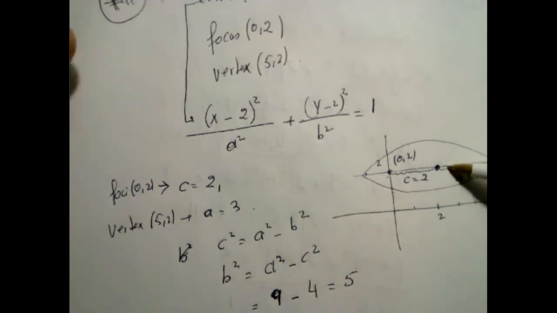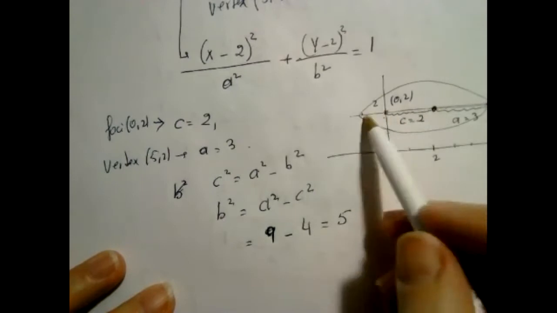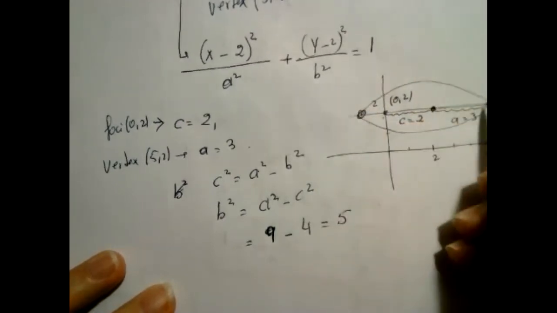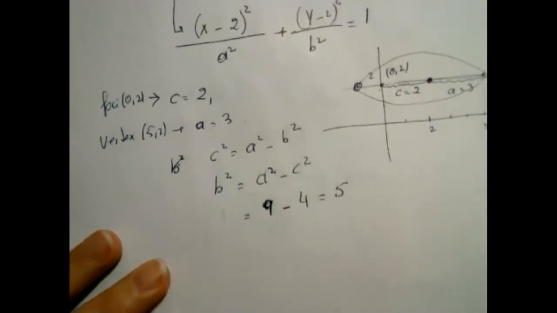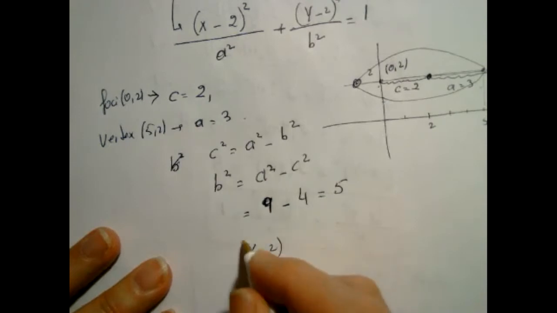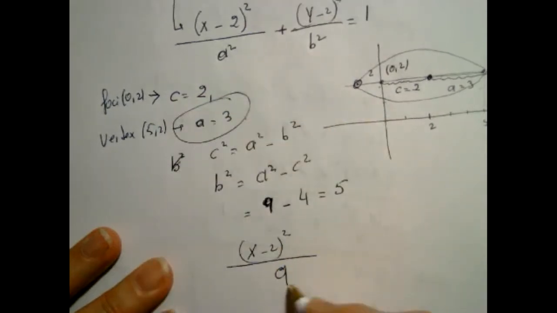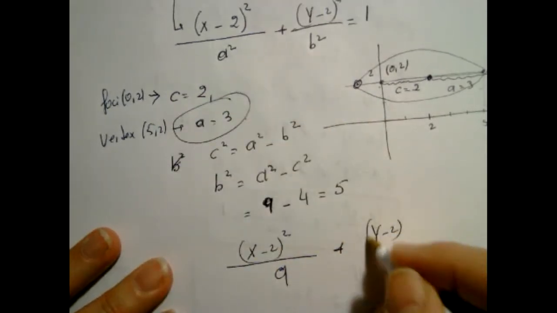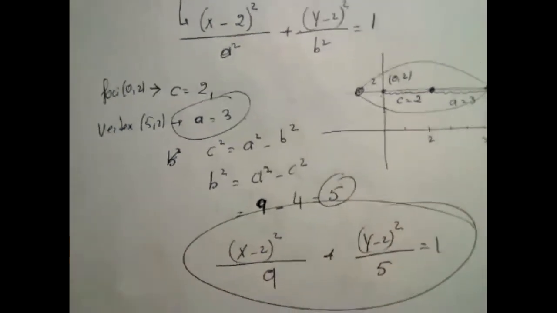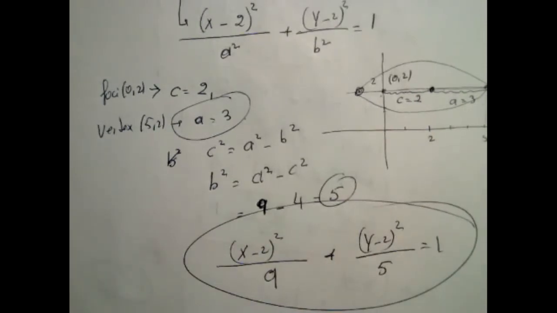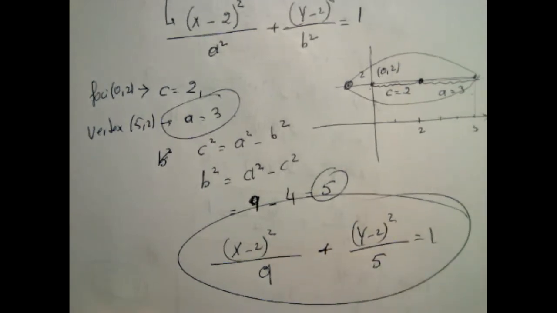So the idea is just draw a little bit of a diagram and then everything will be spelled out for us. As long as we know that the A is how far the edge is from the center, and the C is how much the foci is from the center. That's really the idea. So finally, my equation becomes over A squared, which is a 9, plus over B squared, which is a 5, equal 1. Okay. Questions before we move to the hyperbola?